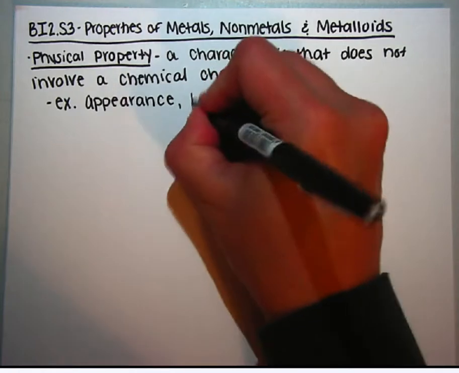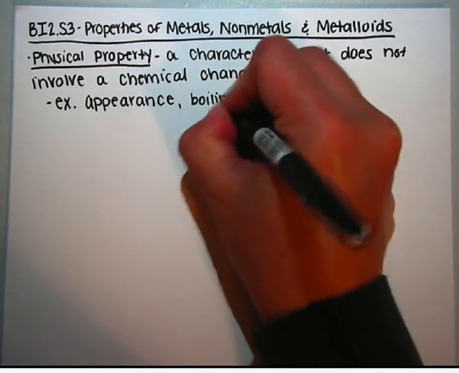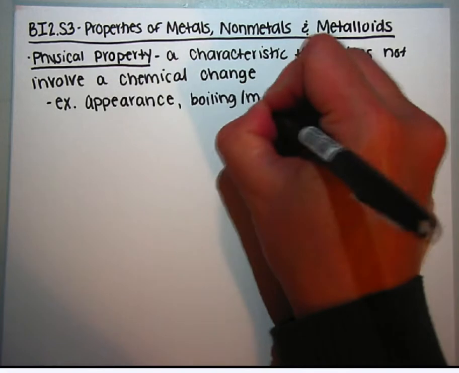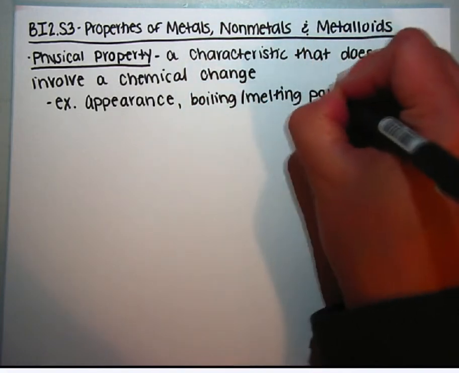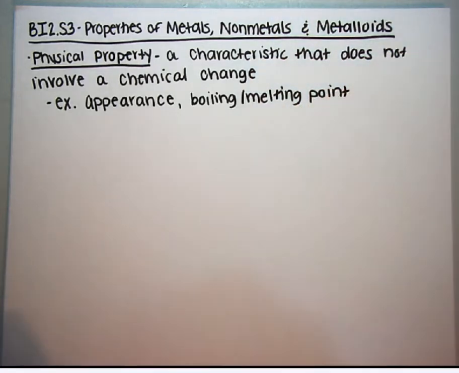Another example would be boiling or melting point. Water boils at 100 degrees Celsius. But if I have liquid water or water in the gas state, it is still water. It does not involve a chemical change. It is just changing its state of matter.